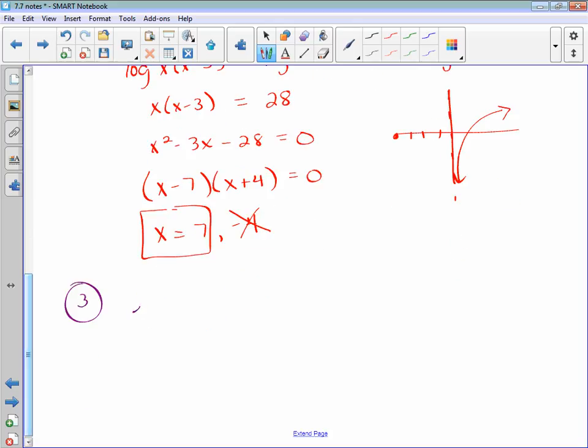Alright guys, let's do another one. So we've got e to the 2x plus e to the x minus 12 equals 0.